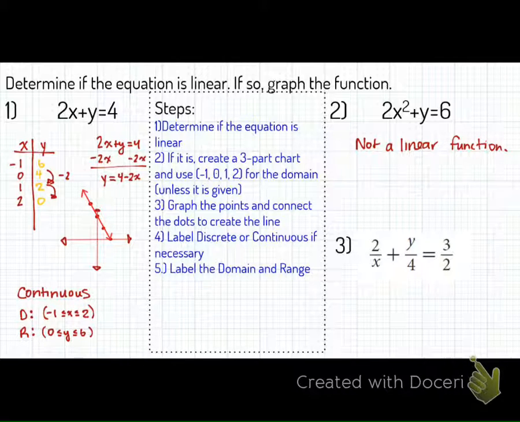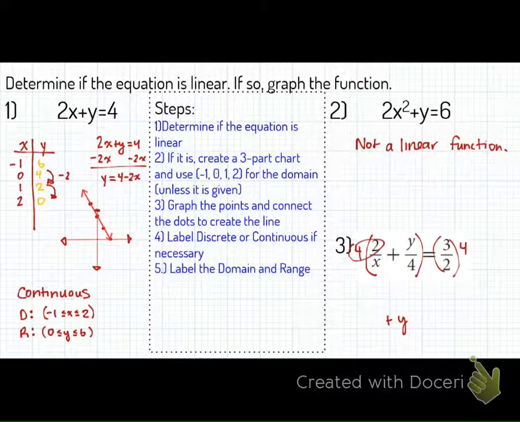Number 3, is this in the right form? Well, there's a 4 underneath the y. We could get rid of that pretty quickly. Let's multiply this whole left side by 4 and this whole right side by 4, because the 4's will cancel out. So 4 and 4 for the y term, we'll just leave y, plus 4 times 2 is 8 over x, which is equal to 4 times 3, which is 12 over 2.